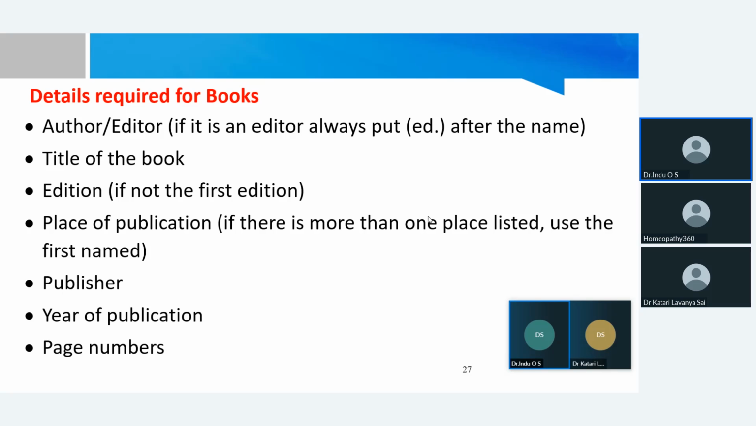Then next slide, that is required for journal. So if it is an online journal also, we can add the URL or DOI, and we can fill the fields and get the generated Vancouver style reference. Next slide, please.